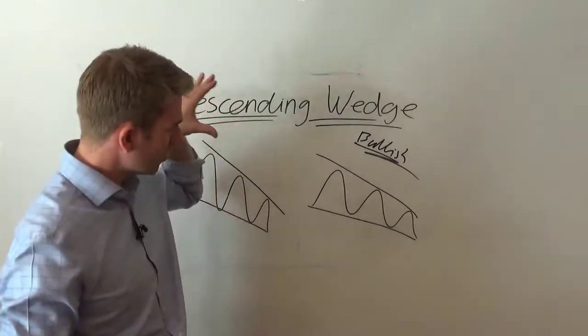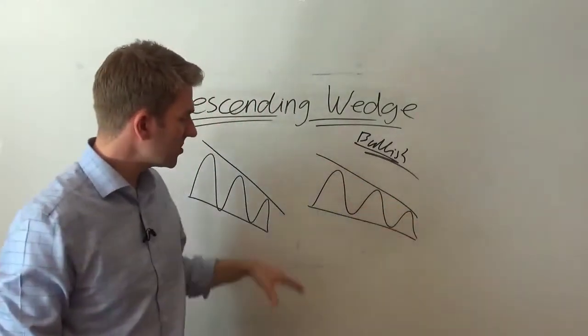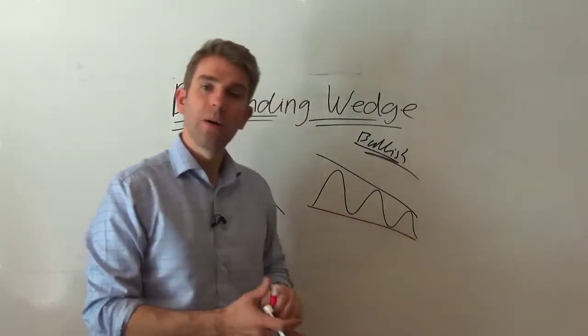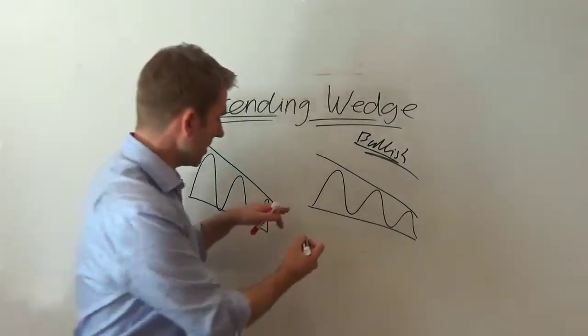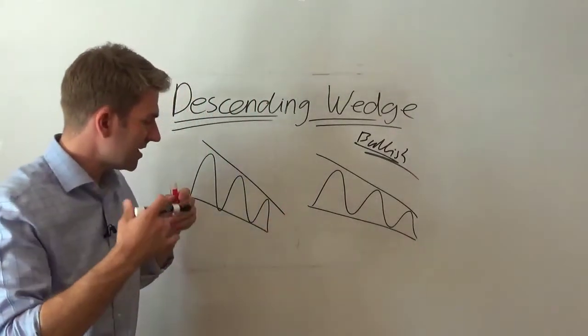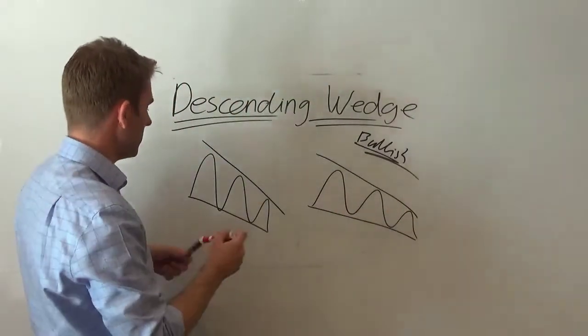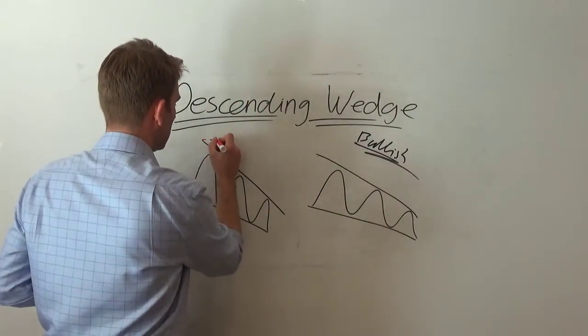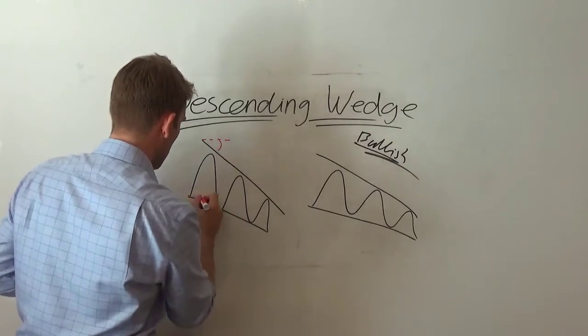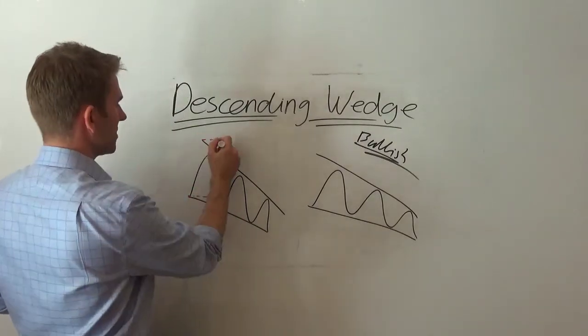So the characteristics are we have lower highs, we have lower lows, but the trend line on the lows is not as steep as the trend line on the highs. What I mean, in other words, is if we put an angle here, this angle here is going to be way more than this angle here. So that's going to be bigger than this angle.